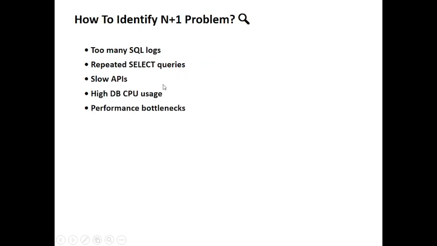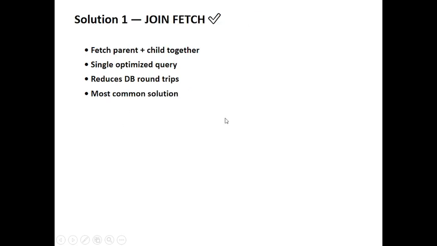So if you take the customer, there is a many to one association between order and customer, and we are doing lazy loading. The customer is loaded only when accessed. When we load orders, only orders come, as it is lazy loading, and customers load when accessed. So how do you identify the N+1 problem? Too many SQL logs, repeated select queries, slow APIs, high DB CPU usage, and performance bottlenecks.